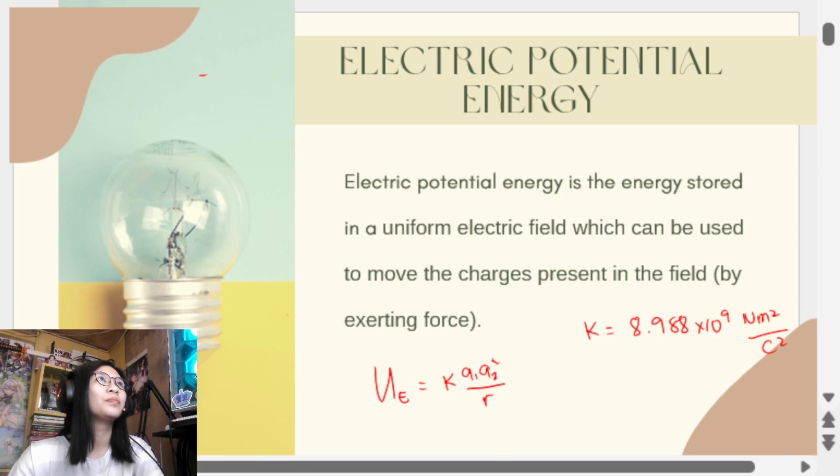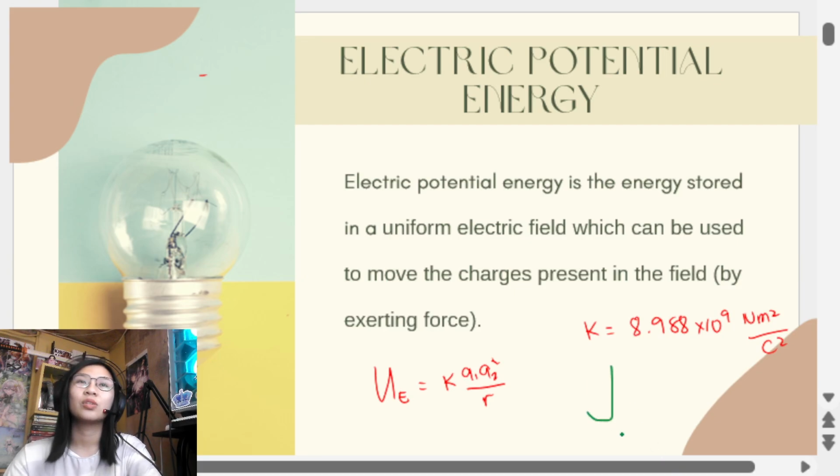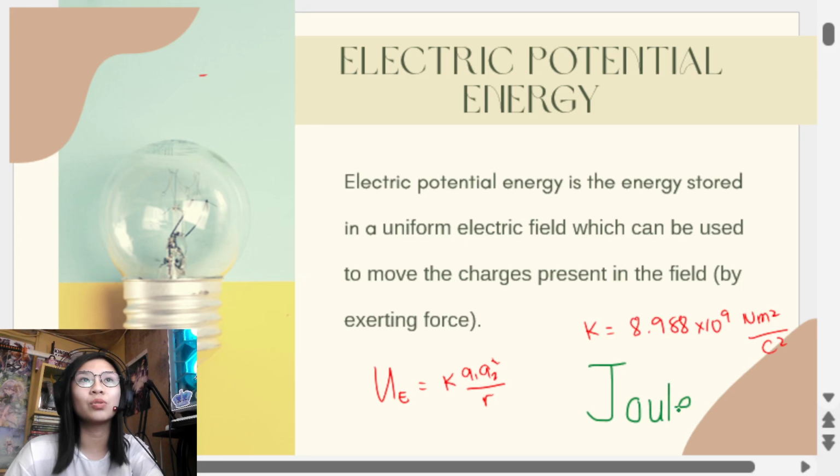Now, our unit for energy is joules. All energy, whether potential energy, mechanical energy, or electric potential energy, as long as it is a kind of energy, has a standard unit of joules. Their symbol is big J, or we can call it joules.